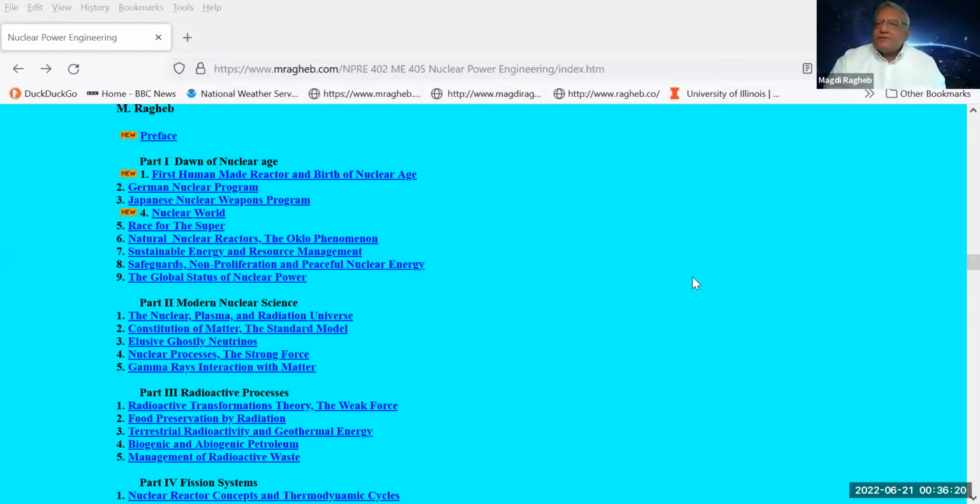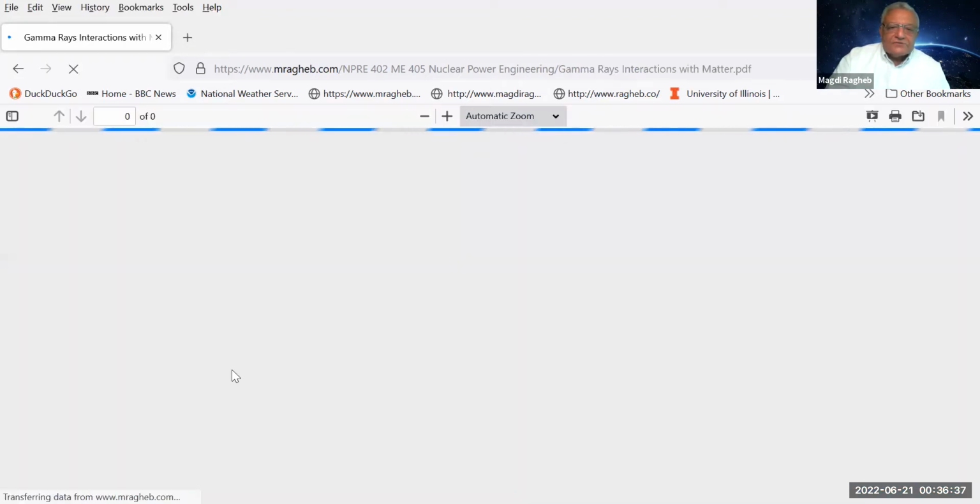Well, we want to use our time efficiently, so we go back to sharing the screen here. And let us look at another chapter. I want to minimize this. And what we can do is look very quickly at radioactive transformation. No, let's go to the gamma rays interaction with matter.